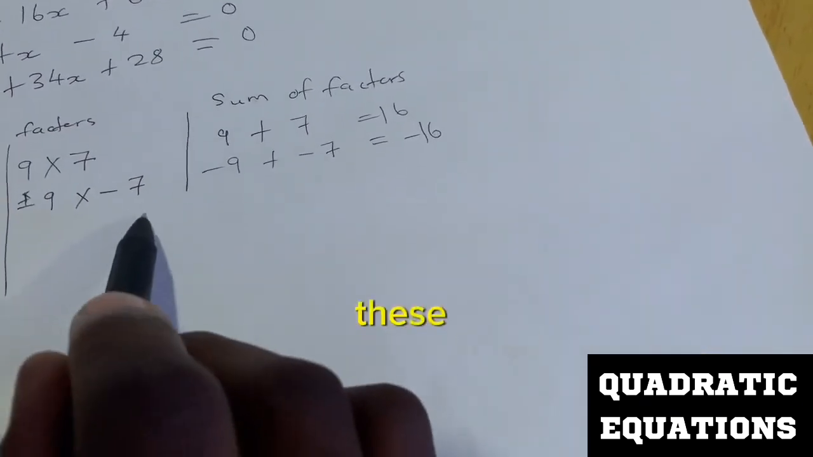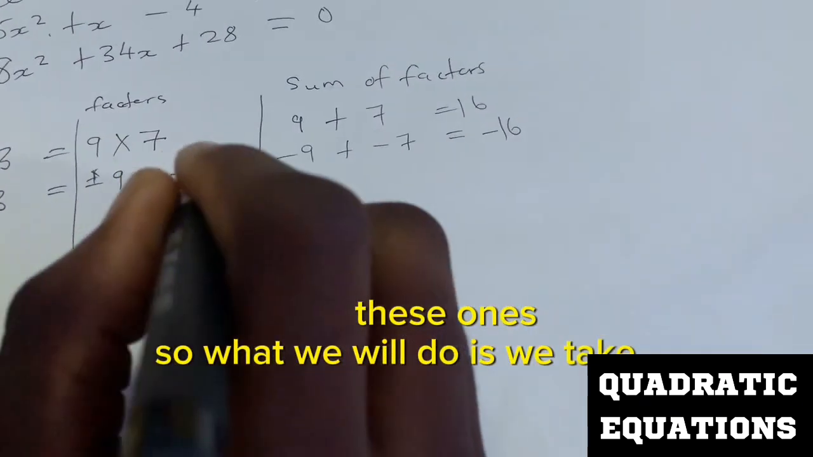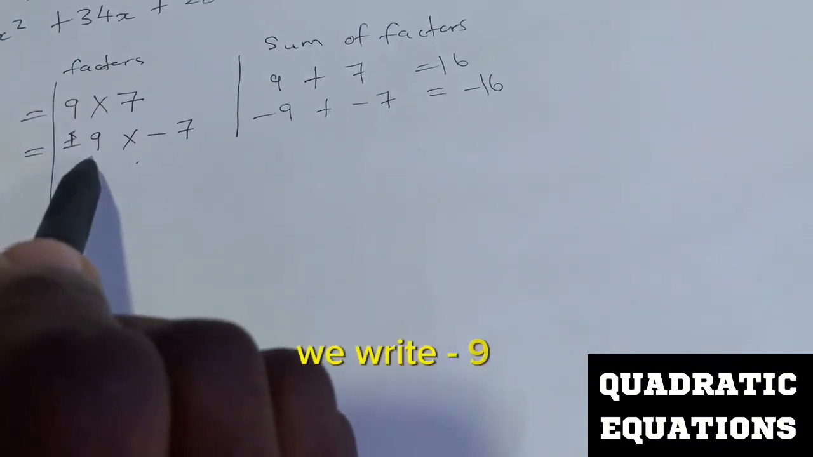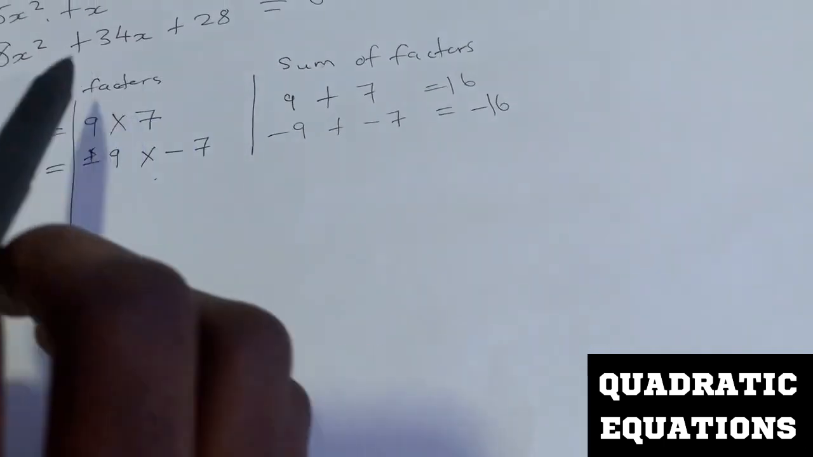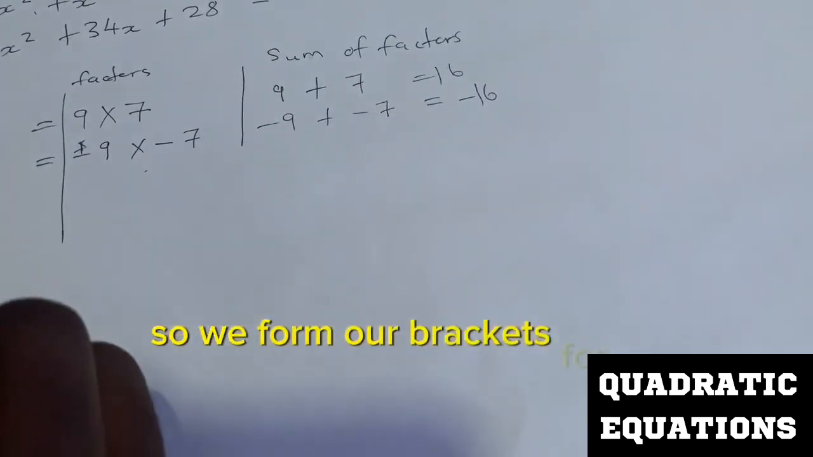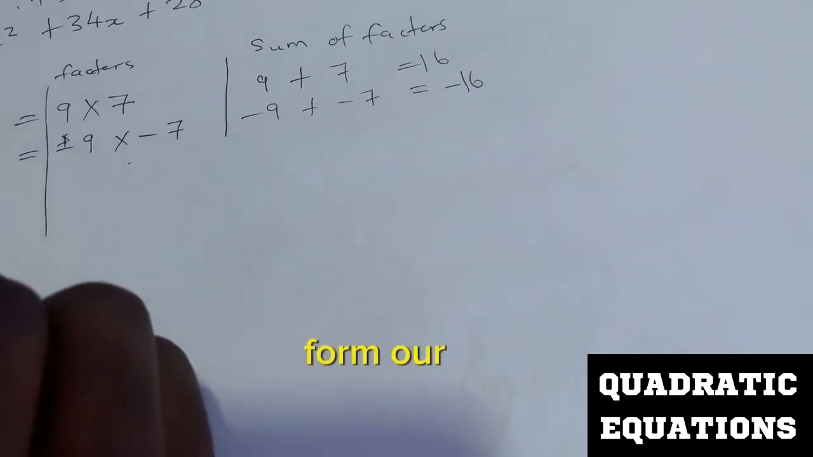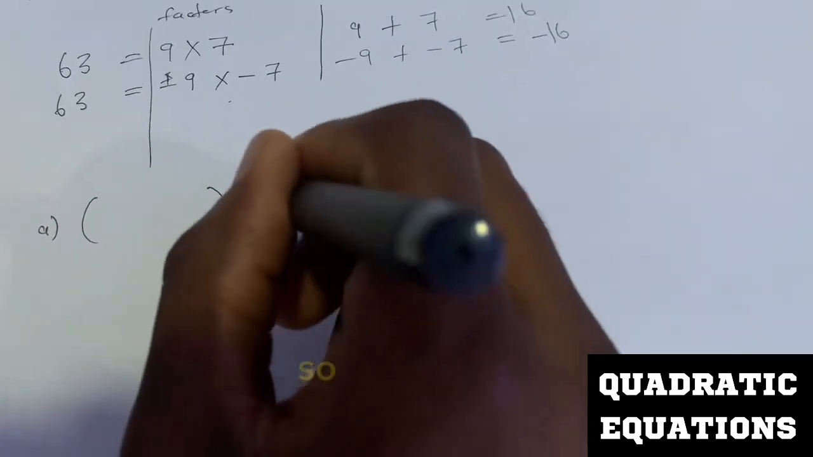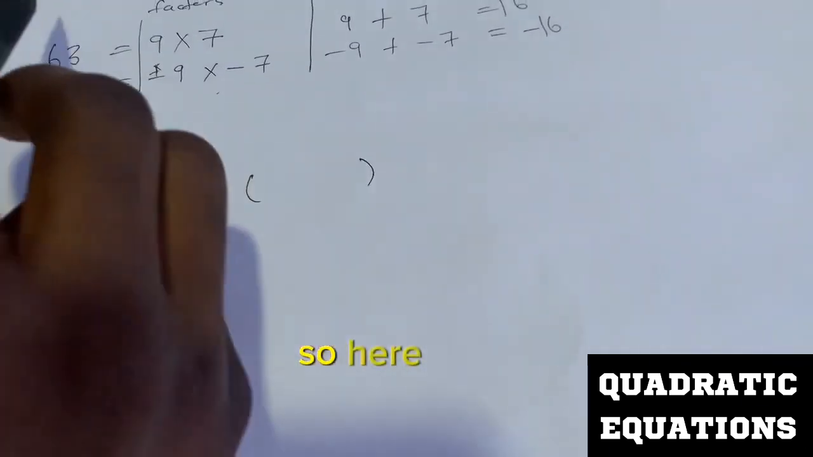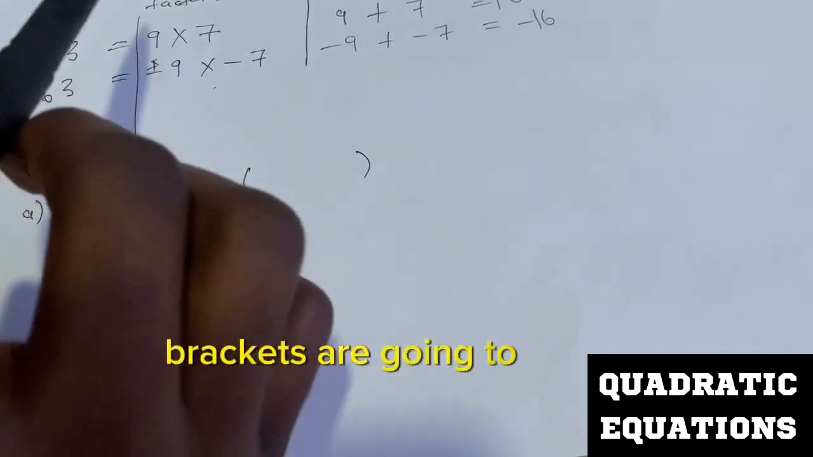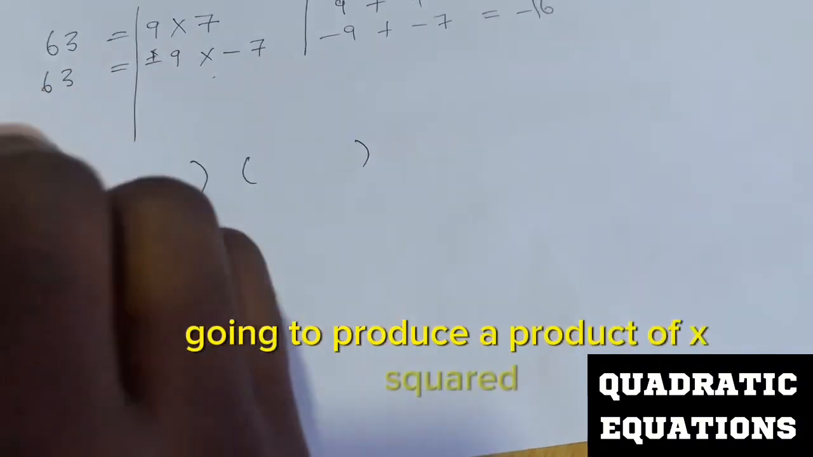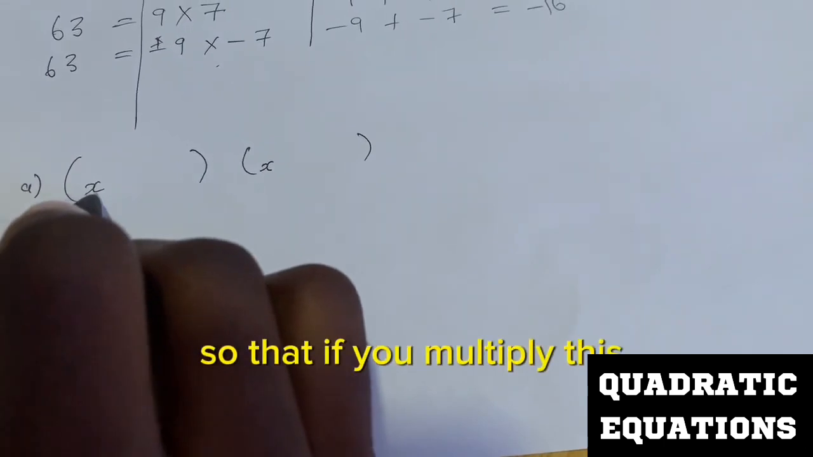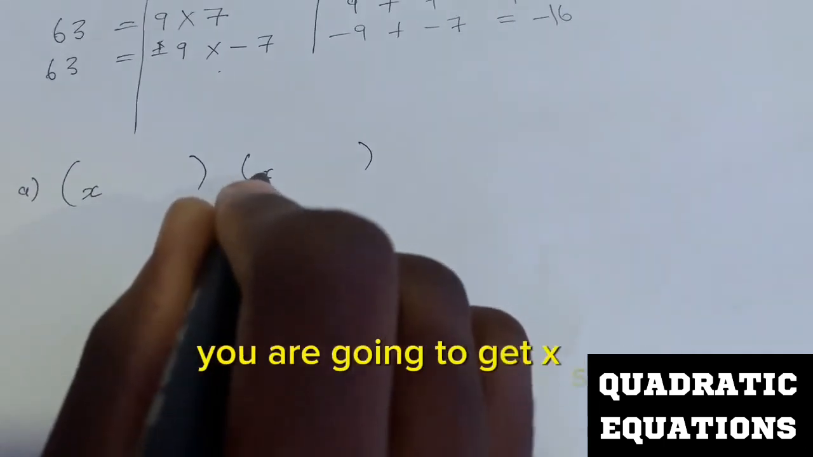Right? These ones. So what we will do is we'll take these factors, and instead of writing minus 16x, we'll write minus 9x plus minus 7x. So we form our brackets for the first one, A. We form our brackets, 2 brackets like this. So here, since both brackets are going to produce a product of x squared, it means that both brackets must at least contain x, so that if you multiply this x times x, we're going to get x squared.